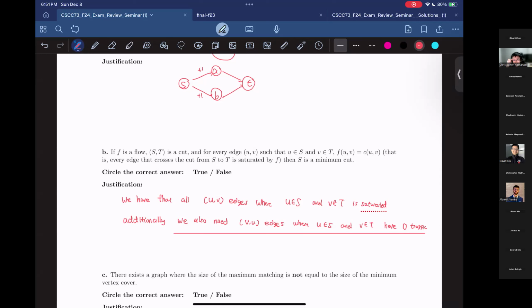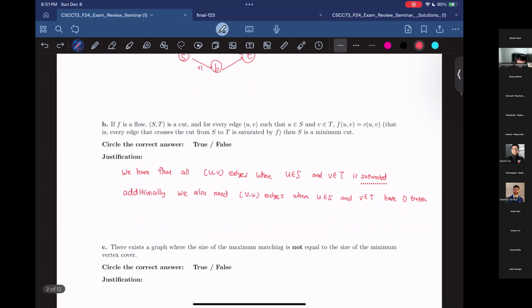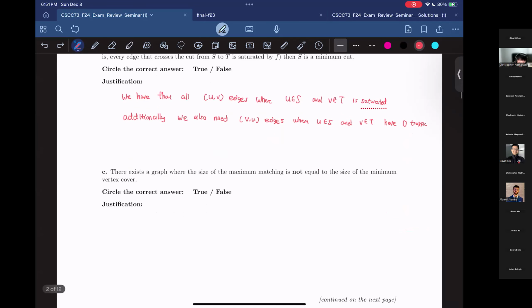Does a cut have to include either the sink or the source? Yeah, yes. Okay, this one is actually pretty hard. The next one, part C.